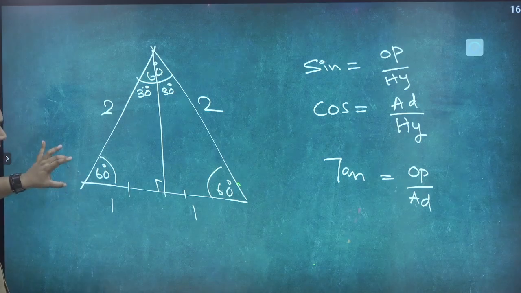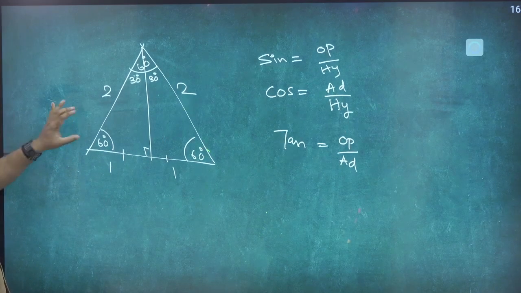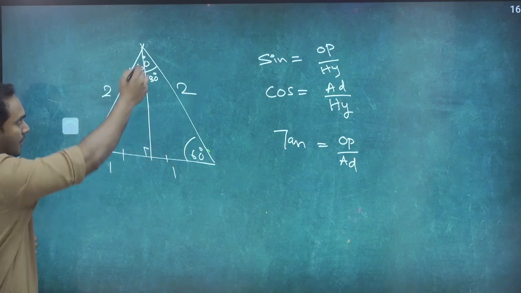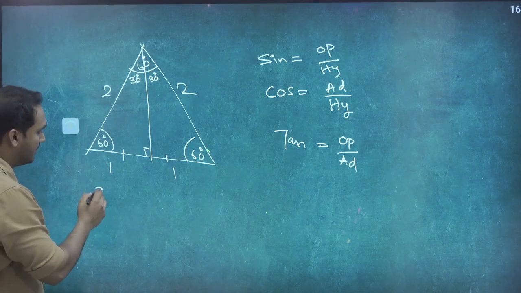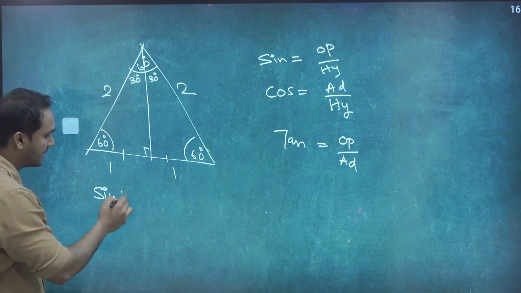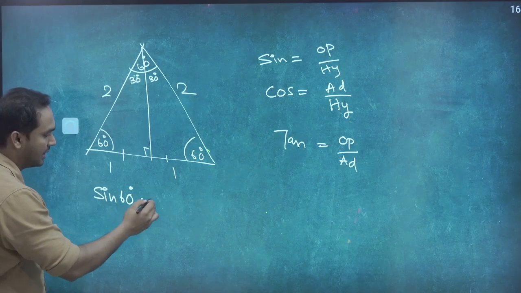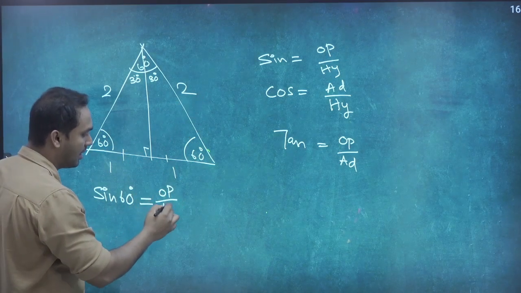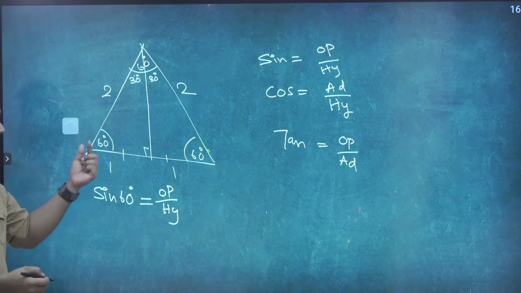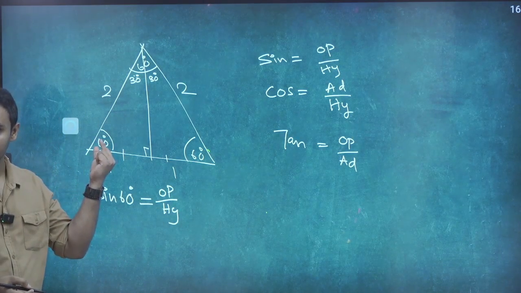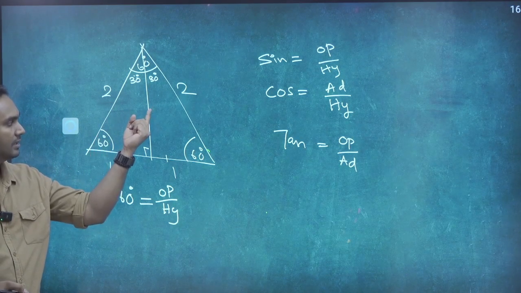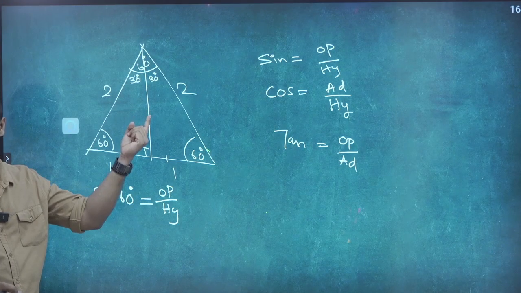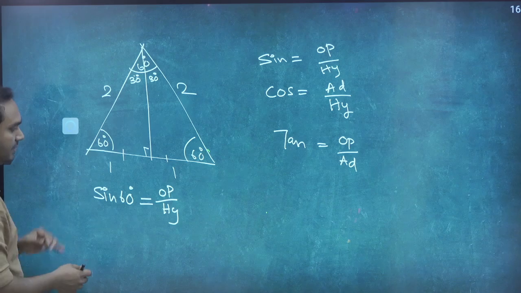So this is how we do it. Now this is 60 degrees, right? So I'm considering this triangle. So tell me, sine 60 equals what? Opposite over hypotenuse. Now the opposite of this angle is this side. Do you know the value of this? No. But can you find the value of it? Yes.